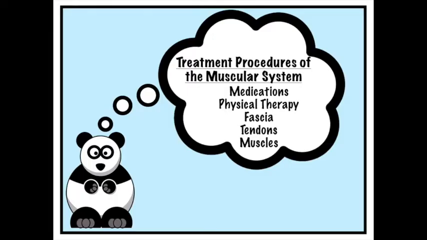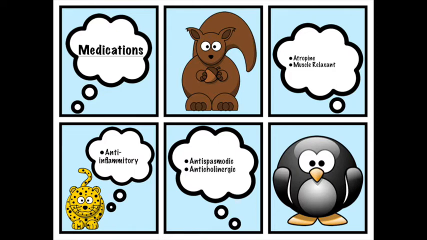Now we'll look at treatment procedures of the muscular system, including medications, physical therapy, and specific treatments for the fascia, tendons, and muscles. Medications include standard over-the-counter anti-inflammatory drugs, such as ibuprofen or Motrin. They act as an analgesic, relieving pain, and also as an anti-inflammatory, relieving inflammation.